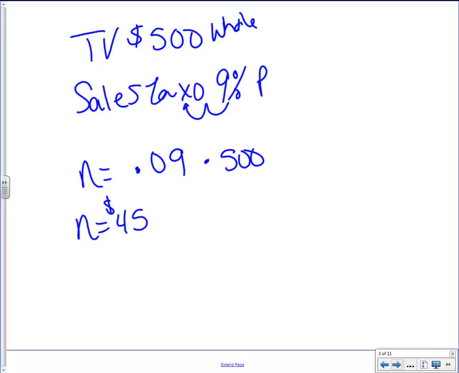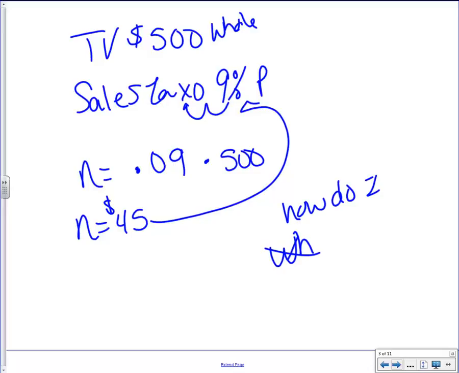We're talking money here. So what did I find? Your tax is 9%. That means that $45 is 9% of 500. So I still didn't answer my question. What was I asking? How much money do I really need to buy the TV?